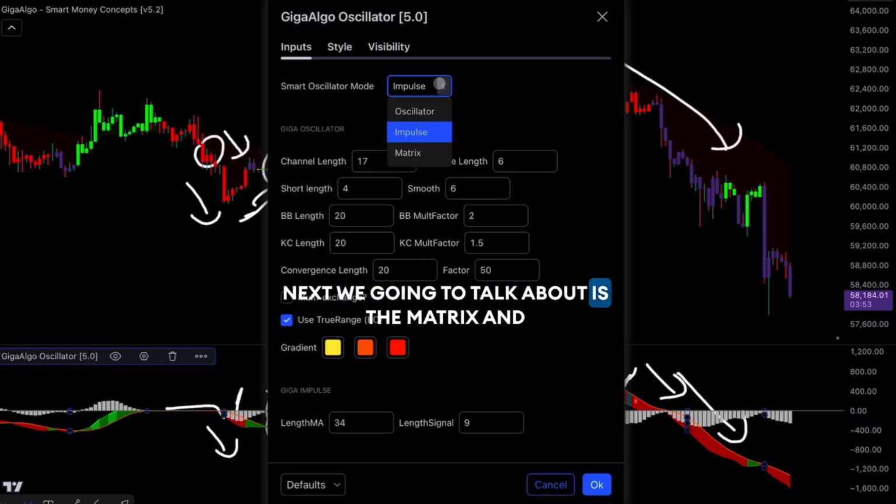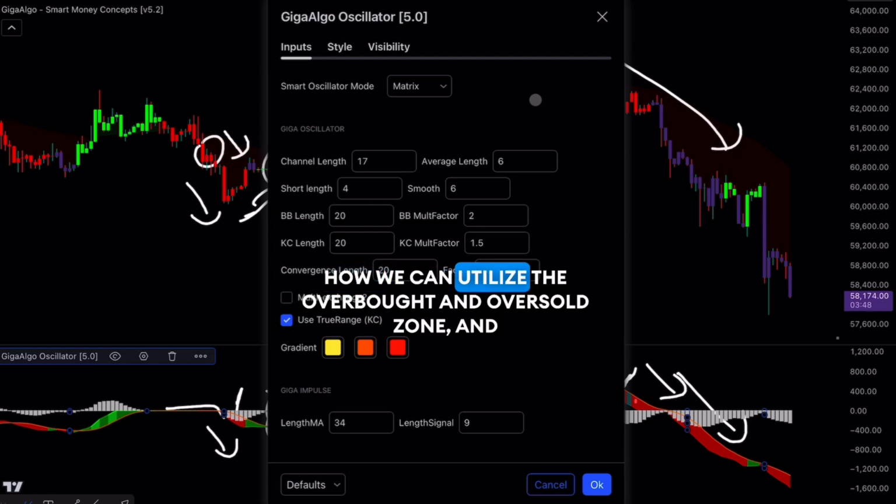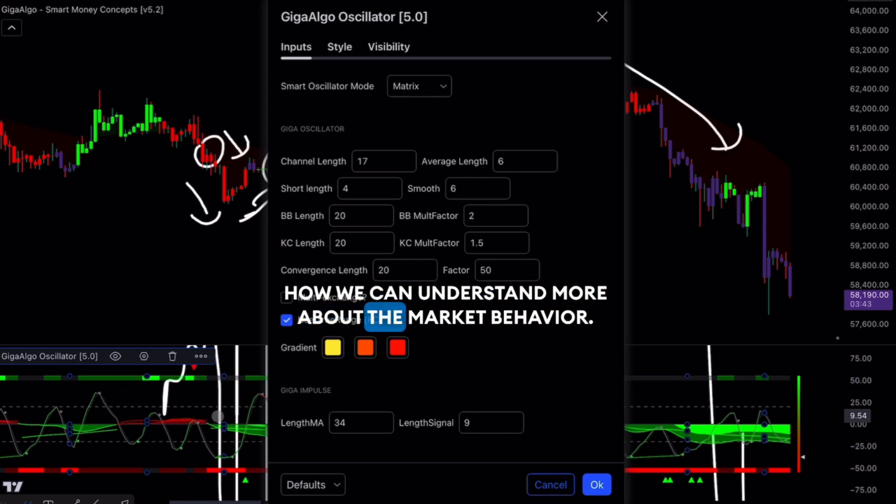Next, we're going to talk about the metrics and how we can utilize the overbought and oversold zone and how we can understand more about the market behavior.